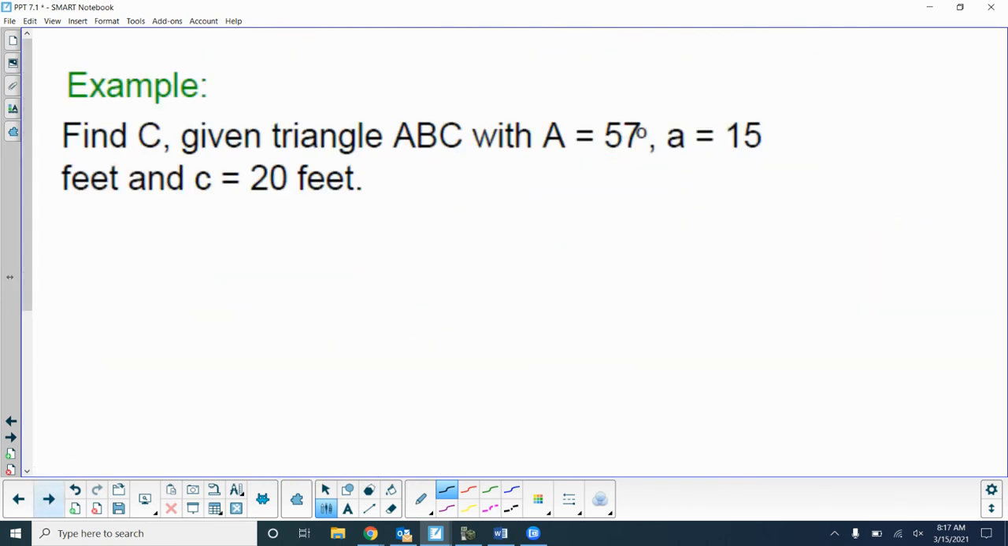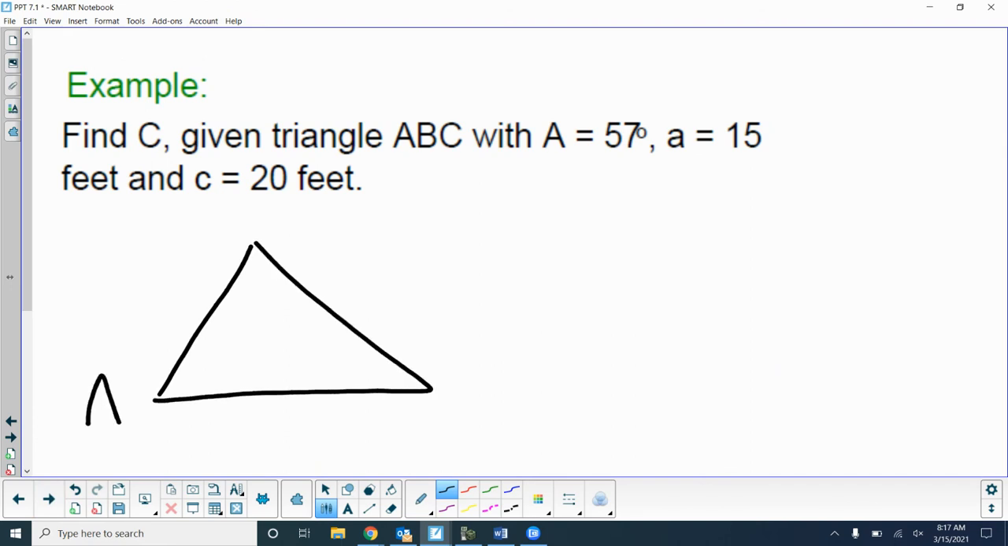Let's draw a quick picture of it. So I have a really big angle. My degree measure got messed up, but angle A is 57. Side A is 15. And side C is 20. Okay? So I got two sides and an angle that's not included, so I got that ambiguous case again. What's the only thing I can figure out from what I'm given? Angle C, right? Opposite side C.